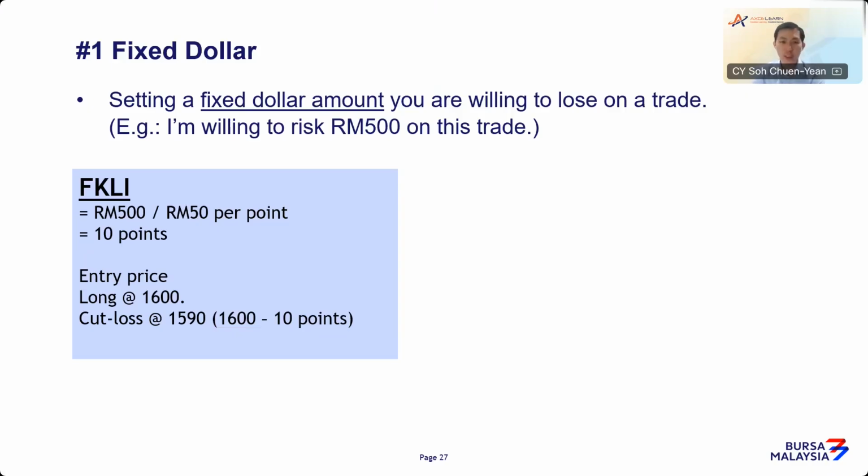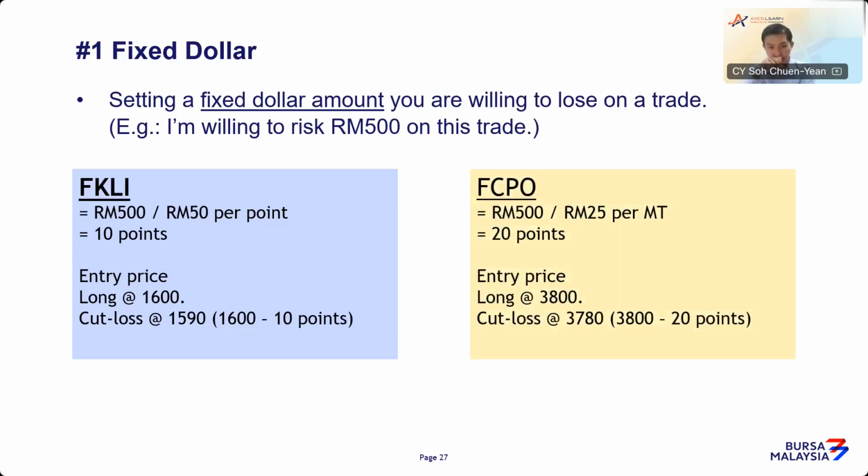For example, if you're willing to take a $500 loss on this trade, let's say we are doing an FKLI trade, $500 divided by $50 for FKLI per point. So the maximum you are going to lose is 10 points. So if the market is going against you by 10 points, let's say you enter a long position at 1,600, you need to set a cut loss at 1,590, which is 1,600 minus 10 points. You can do this cut loss manually, or you can use a stop order.